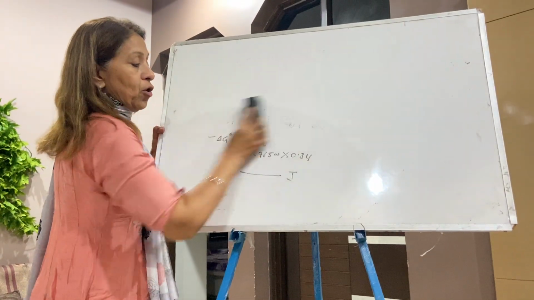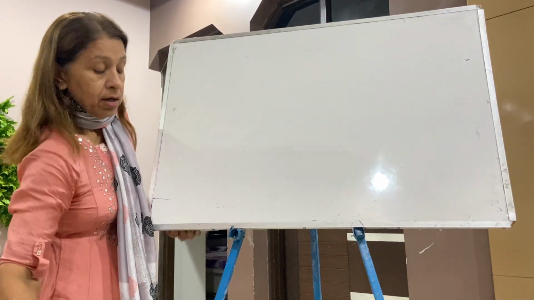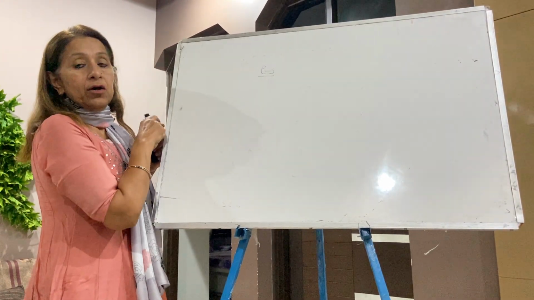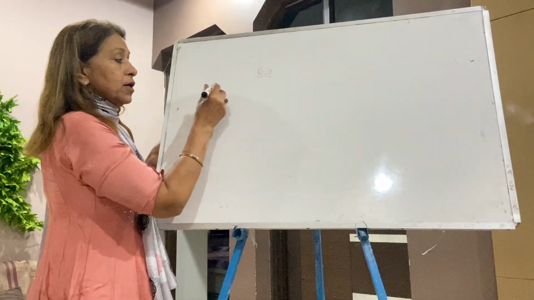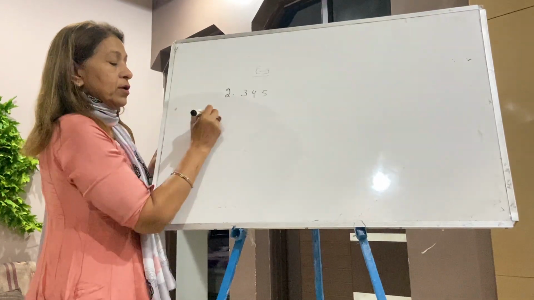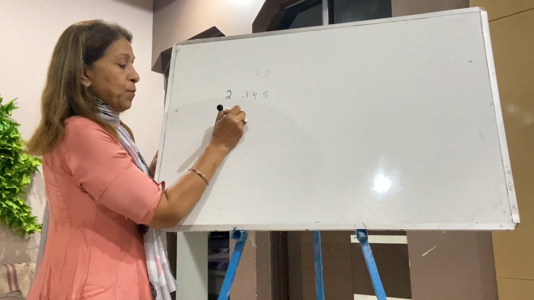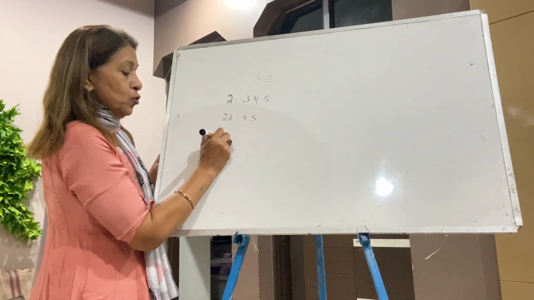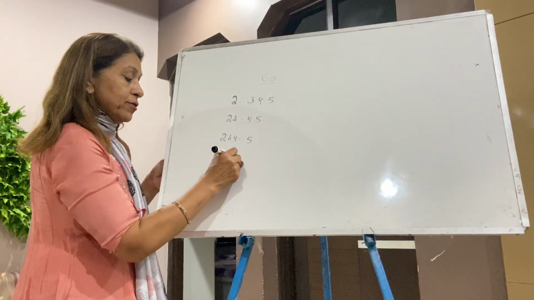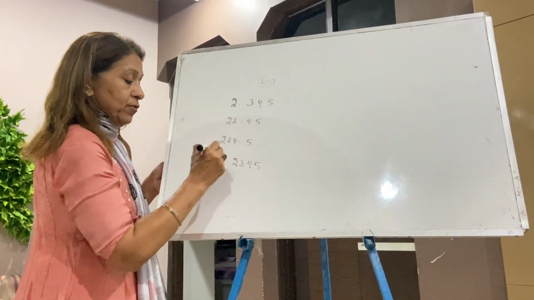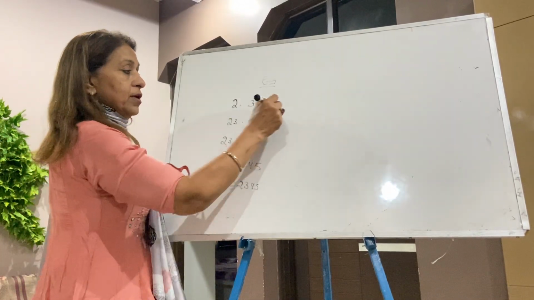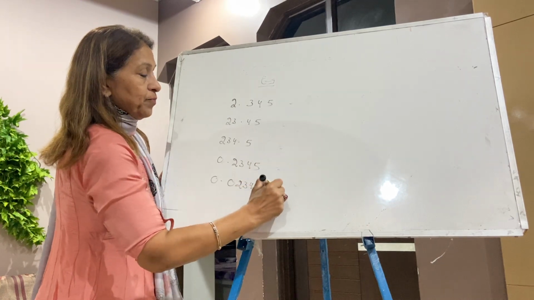Now write down how to see the logs. Log. Write down log. Now during log calculation, write down a few terms. It is 2.345. Write down 23.45, 234.5, 0.2345, 0.02345. So I've taken one. Write down. Now this is log.